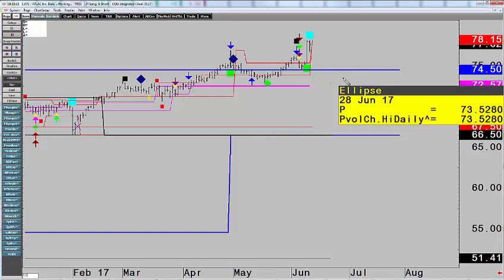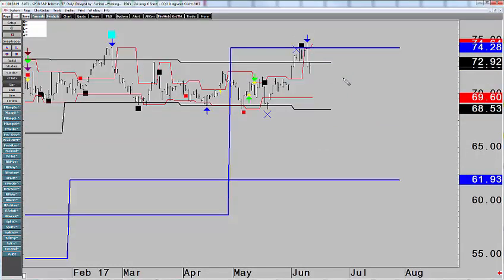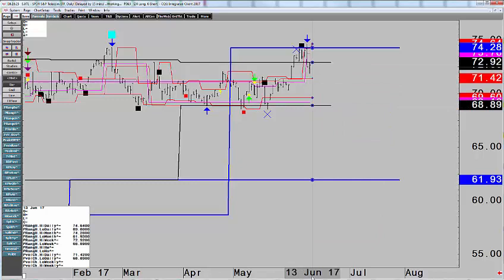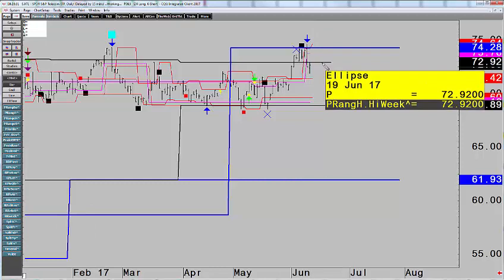XTL, which is an ETF. This was the only ETF that actually broke a support due to all that carnage, and we bounced. Just check what the high was. The high was 72.90, and our weekly resistance is at 72.92.